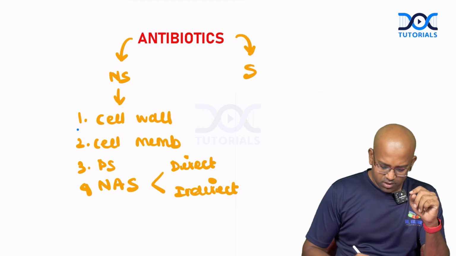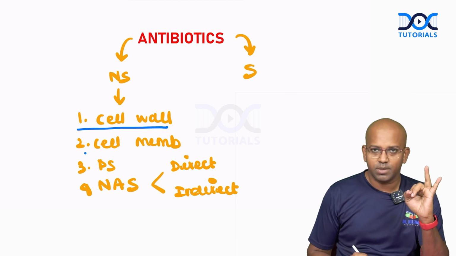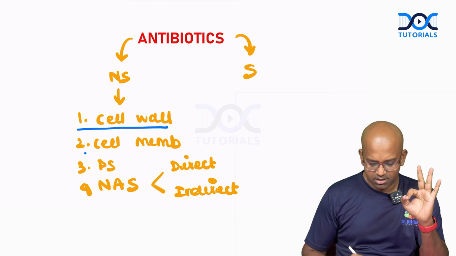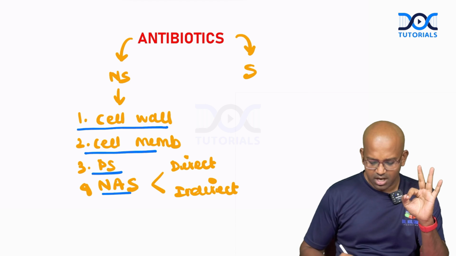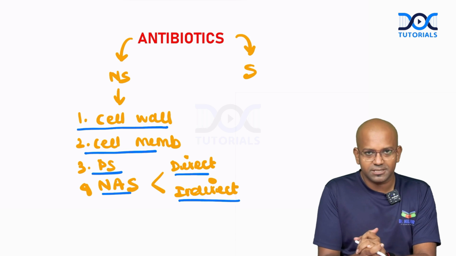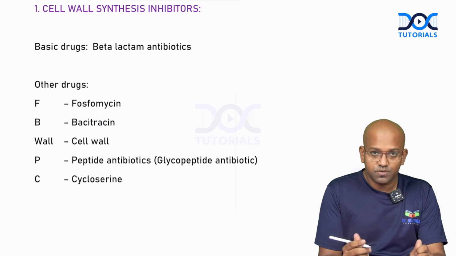We'll start with the first one. Let's look into what exactly the cell wall synthesis inhibitors are and how to remember the drug names, whether they are bactericidal or bacteriostatic. Similar thing for cell membrane, protein synthesis, directly acting nucleic acid and indirectly acting nucleic acid synthesis inhibitors. We'll start with the first one, cell wall synthesis inhibitors. What are all the drugs which are included there?